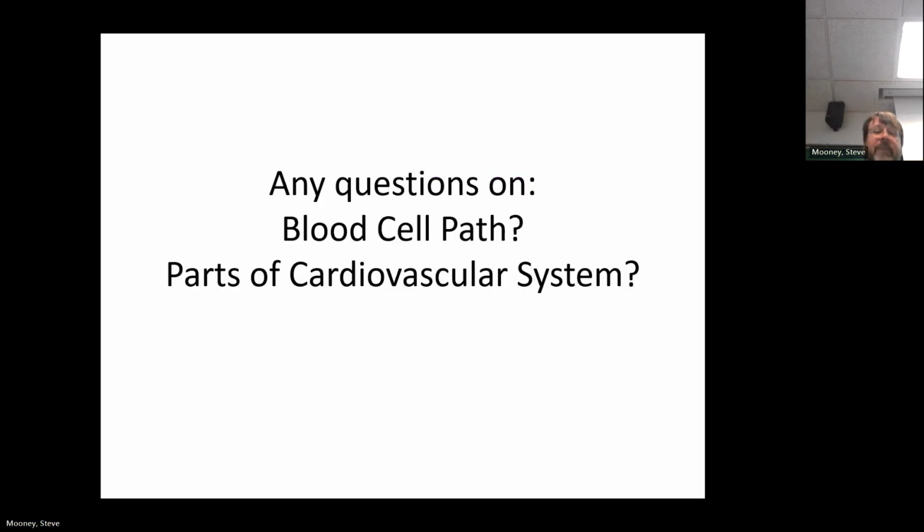So why do we call them the AV valves? Atrioventricular valves. Because that's what they sit between, right? They're the connection between the atria and the ventricles. So any questions on the path or the parts of the cell or bovine circulatory system?